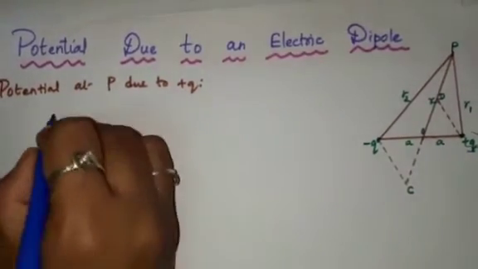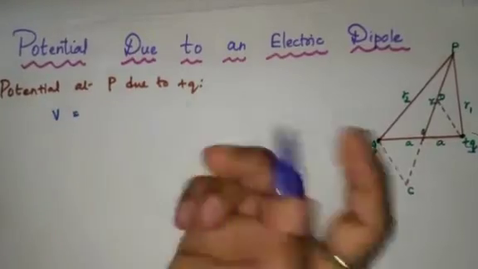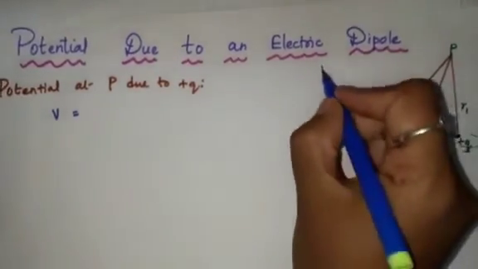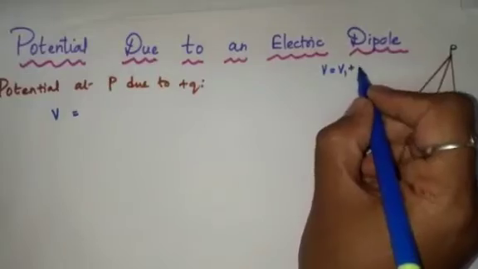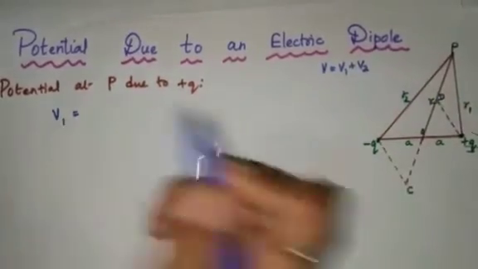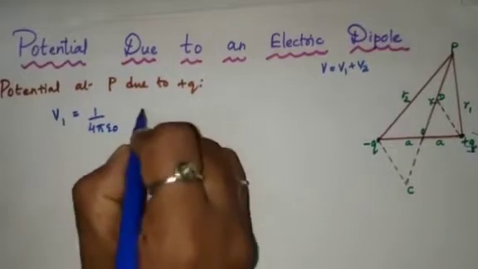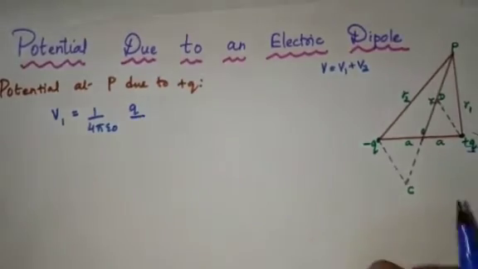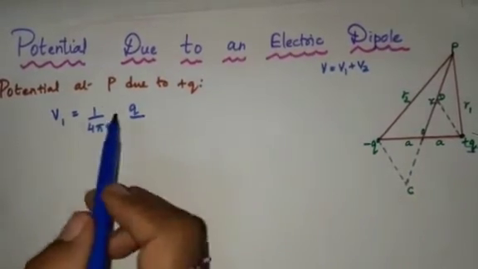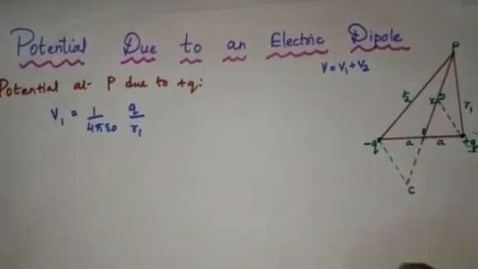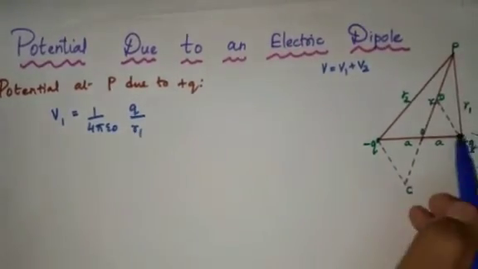From this we know the formula V is equal to the sum of potentials, which means V is equal to V1 plus V2. So what is V1? You know the formula 1 by 4 pi epsilon naught q by r. Here V1 is q by r1. What is that r1?